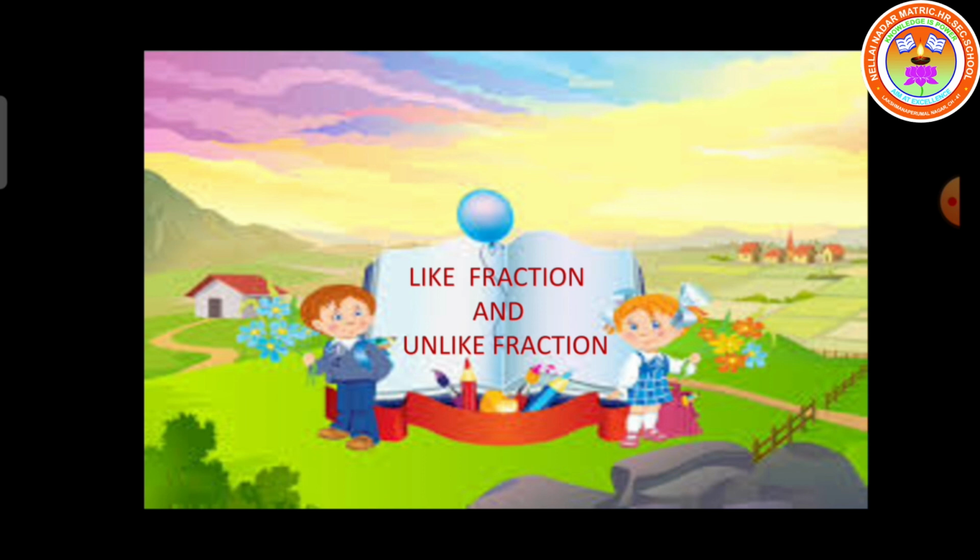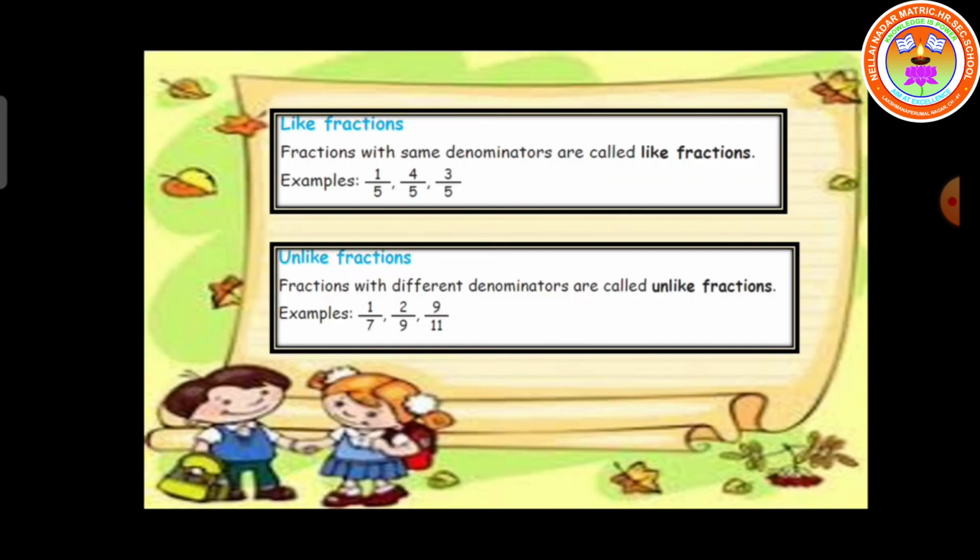Next one is like fraction and unlike fraction. What do you mean by like fraction, students? Fractions with same denominators are called like fractions. For example, 1 by 5, 4 by 5, 3 by 5. The denominators must be same. If the denominators are different, then we can say those fractions are unlike fractions. See, fractions with different denominators are called unlike fractions. See the example, 1 by 7, 2 by 9 and 9 by 11.